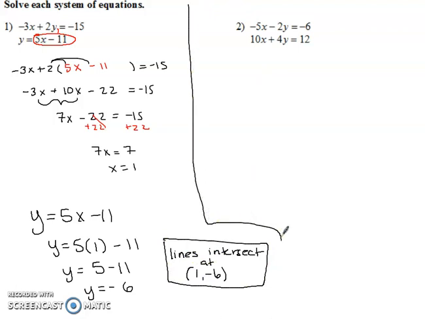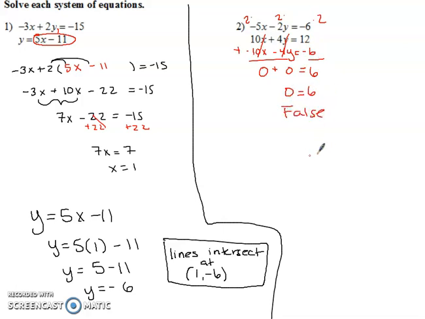In number 2, I'll go ahead and go back to using elimination. I'll multiply everything by 2. Multiplying by 2, I've got negative 10x minus 4y is equal to negative 6. And then adding, my 10x's are inverses, so 0x, plus my y's are inverses, 0y, equals 12 minus 6, which is 6. So 0 equals 6. There are no more variables, and this is a false statement, meaning that there is no solution.